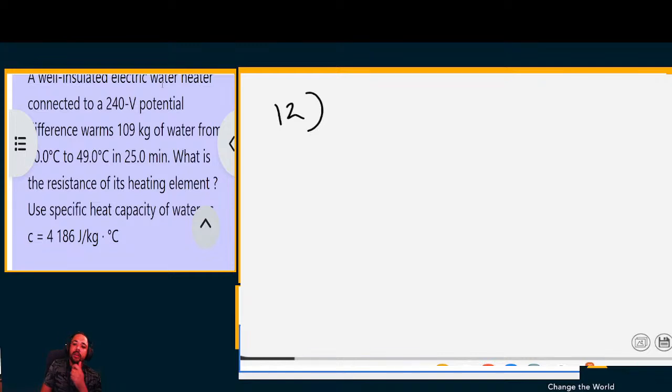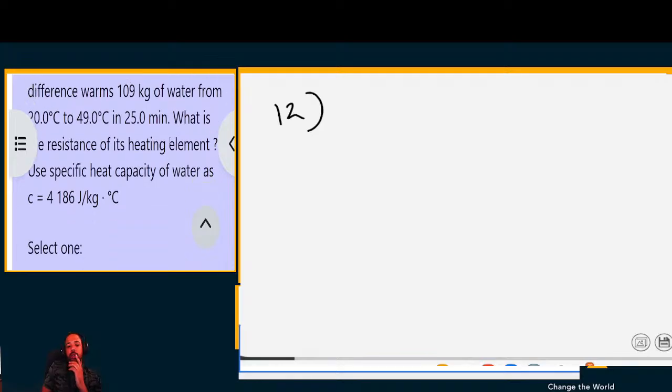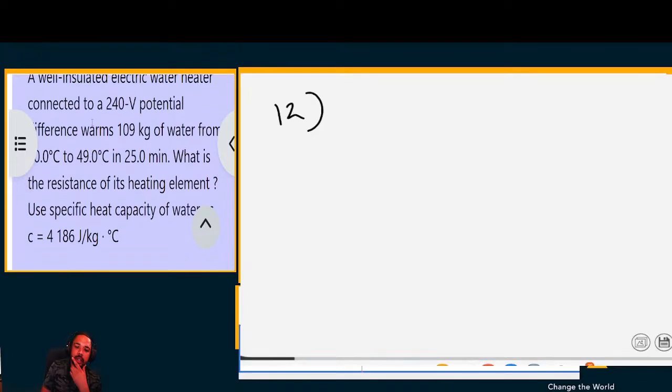And in there they have insulating material, and it's connected to a 240 volt potential difference, meaning it's plugged into 240 volts, and it warms a mass of water from 20 degrees Celsius to 49 degrees Celsius. So 109 kilograms of water is warmed from 20 degrees Celsius to 49 degrees Celsius in a time span of 25 minutes. Okay, so this is all that we've been given so far in this problem. How do we go about, or at least first of all, let's find out what do they want? What is the resistance of the heating element? Okay, so they ask us what is the resistance of its heating element.